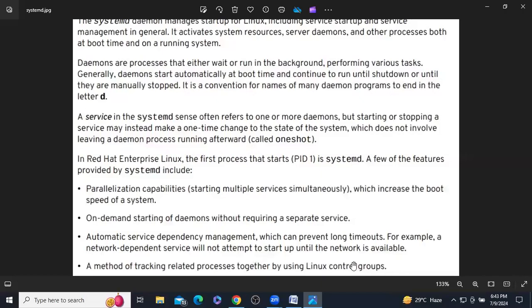Those four features are in systemd. So that's why it's popular nowadays. We are going to get good speed and we are going to get the services quickly. Got it, guys? I hope you're clear. Now the differences between systemd and initd.